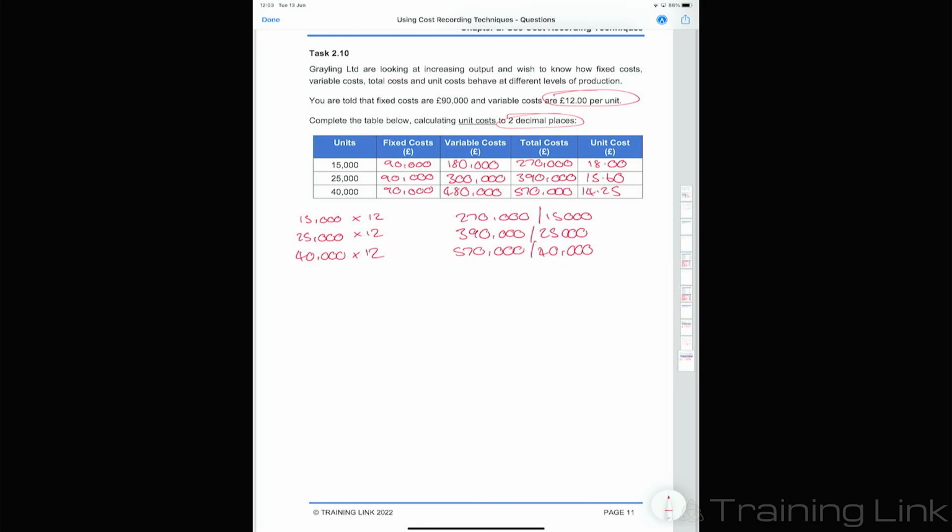£14.25. And again, notice that the unit cost is decreasing as the amount of units is being increased, and that's just because those fixed costs are spread over more units, so the cost per unit slightly decreases each time.